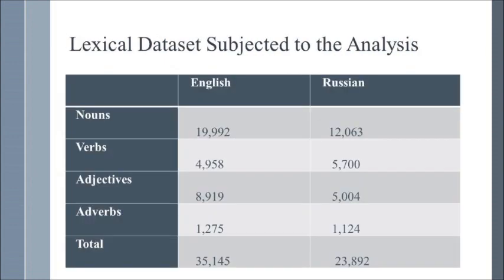The analysis of lexical units to be ranked was run using the lexical dataset of the above-mentioned online Russian-English lexicographic platform Lexical. The subset extracted from that dataset includes 35,145 English words and 23,892 Russian words, with corpora-based ranks below 60,000 in 4 part-of-speech categories: nouns, verbs, adjectives, and adverbs. Data on the content of the subset subjected to the analysis is shown in the table.